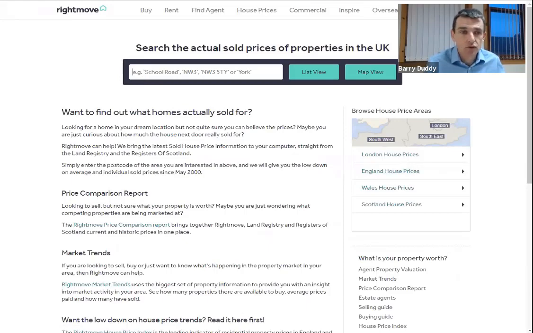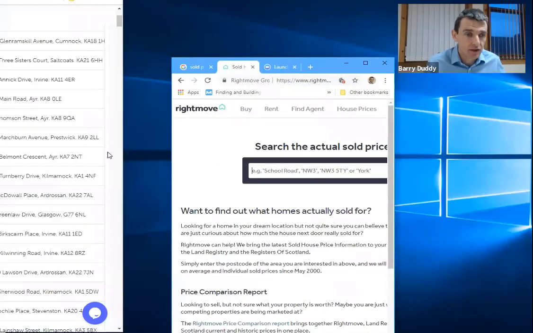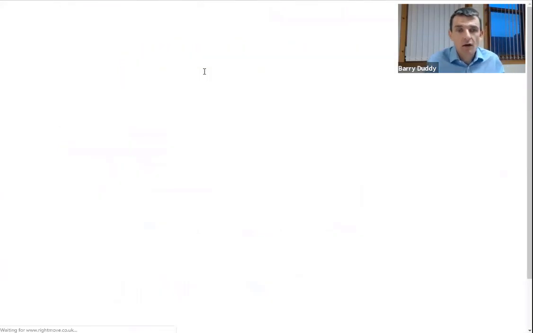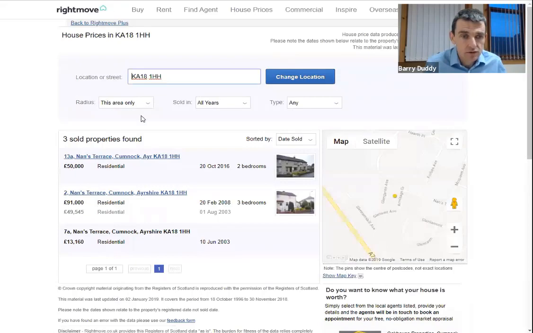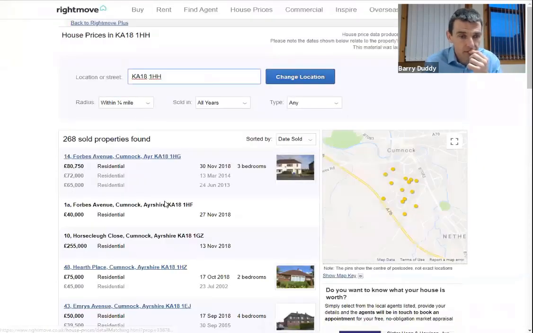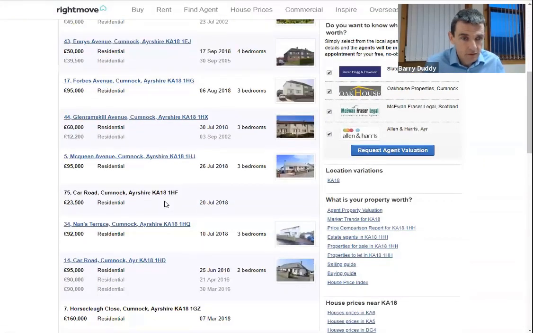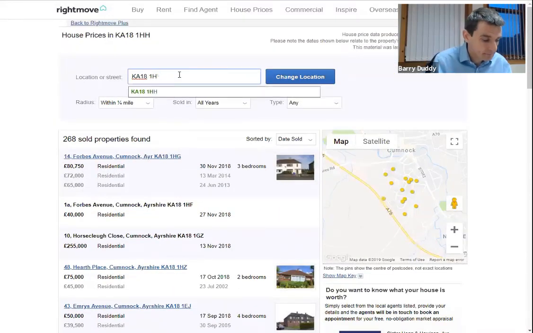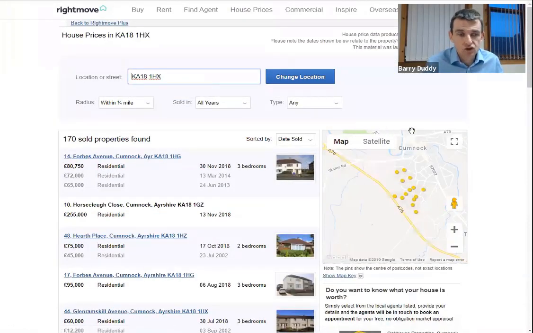And if I just jump on and look at some of my leads that have come in over the last few hours, on my screen there I can see Glen Ramskull in sunny Cumnock. So I can just type in KA18, what was that, 1HH? I think it was. Let me go with a quarter of a mile. So there's one there, 1HX it was. Okay, so we can do this direct street or whatever else.